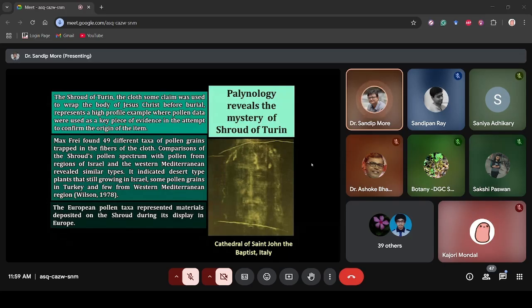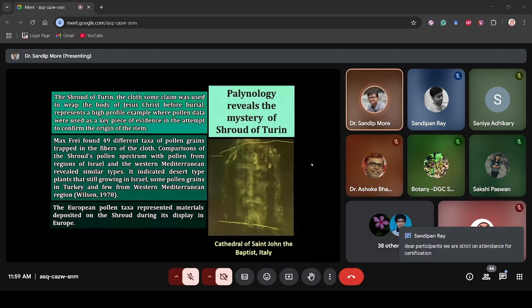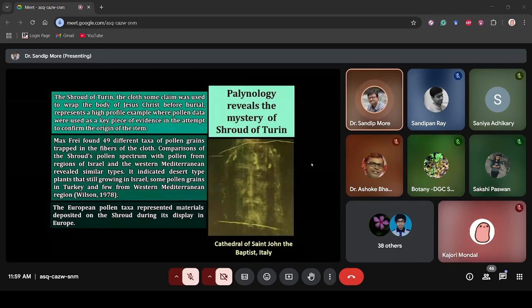What is Shroud of Turin? It is believed that after the death of the Holy Jesus Christ, his holy body was wrapped in a cloth and then it was buried. So the cloth is called Shroud of Turin. And that Shroud of Turin was kept in a museum called Cathedral of St. John the Baptist, Italy. Millions of people every year visit that museum only to see this holy cloth called Shroud of Turin.